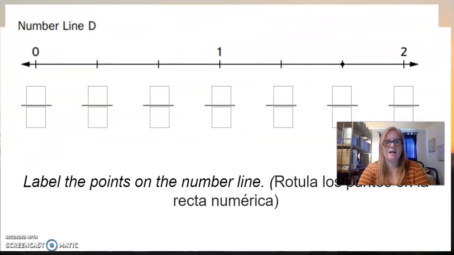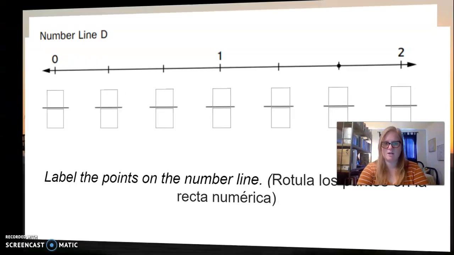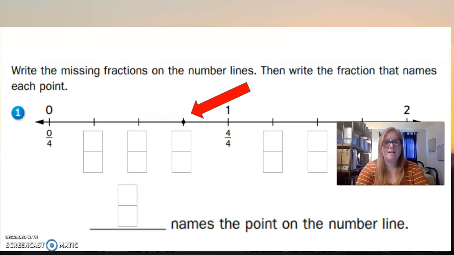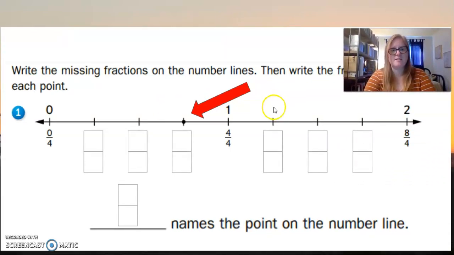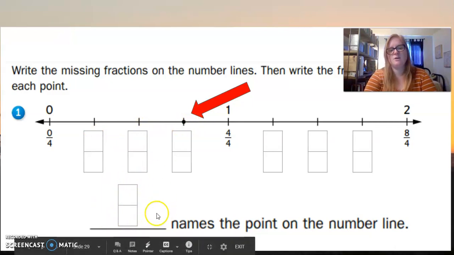Now, this number line, label the points on the number line. This one's a little bit different, and I'm not going to give you any clues. This is all for you. Okay, now this one as well. This one is just for you. You're going to write the missing fractions on the number lines, then write the fraction names for each point. So you're going to put in the fractions here, and they give you clues throughout, right? Because it tells you what it is. Then you go 1/4, 2/4. And then where the point is, that's where I want you to put your answer right here, okay? So whatever this is needs to go right here, okay?